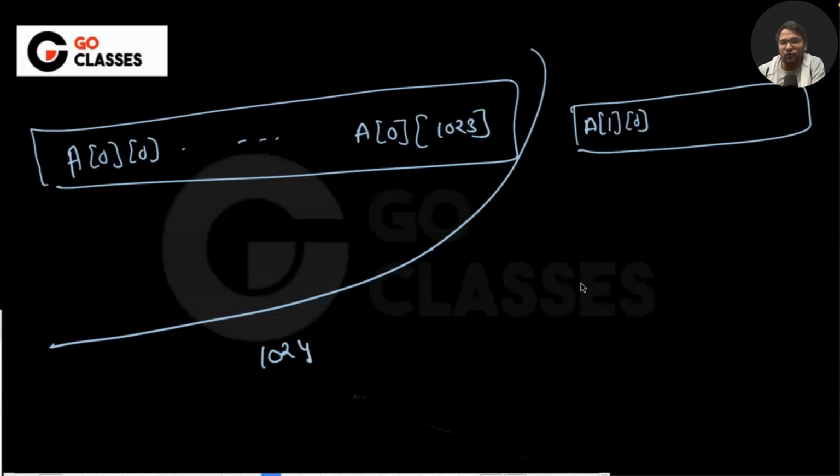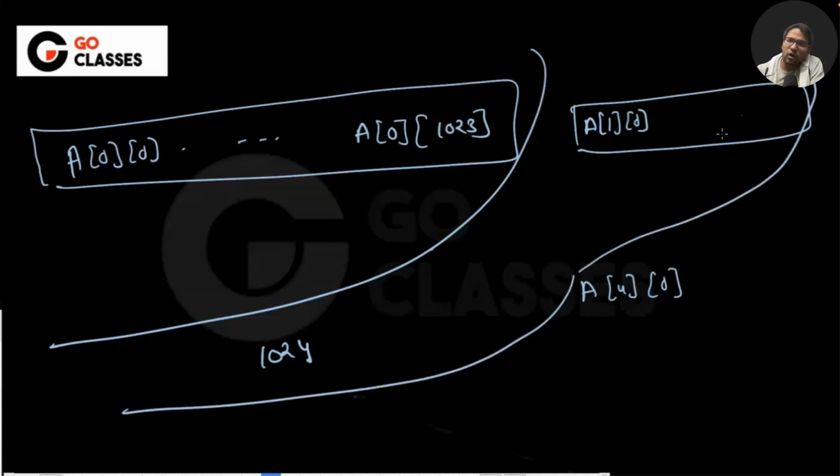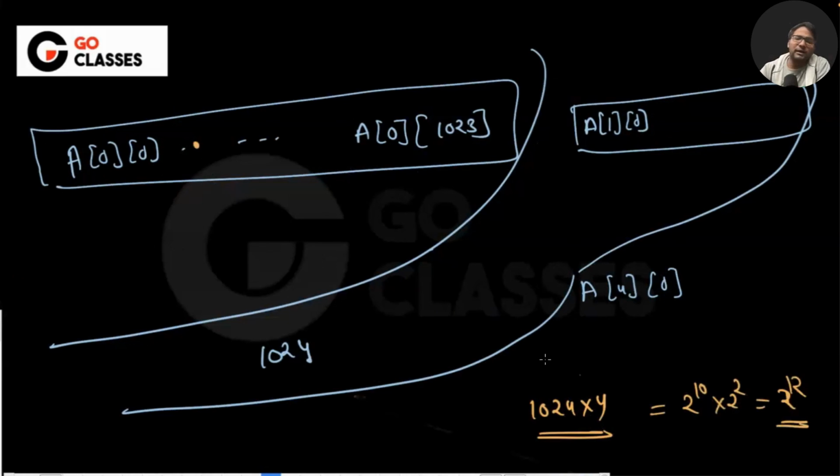Now, if it is A40, how many elements you have before A40? 1024 into 4 elements, right? So if you, let's suppose this is before this, there is one element, right? Then you add, I mean, you say that, okay, plus 1 basically. So here you will say that this is 2 power 10 into 2 power 2, which is 2 power 12, right? 2 power 12 elements you have before.